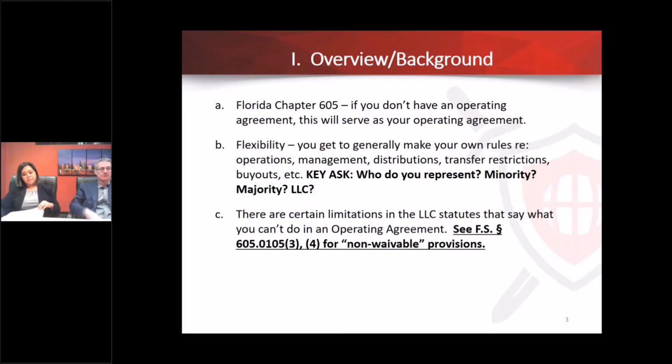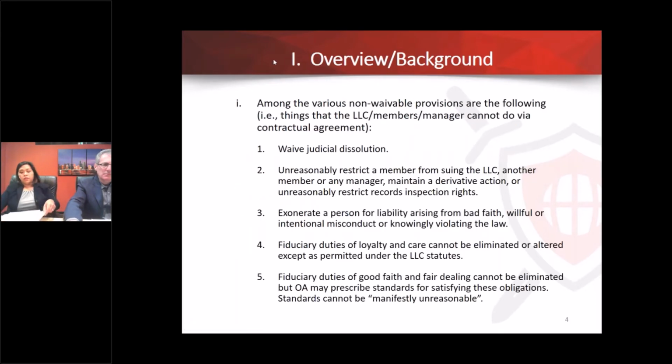As mentioned, one of the great aspects of the operating agreement is the flexibility that you have to contract your own set of rules for the company. The statutes do, however, put a few parameters on there, and the citation in Florida is Section 605.0105, subsections 3 and 4. Those are the limitations on what you can do and what you can't do.